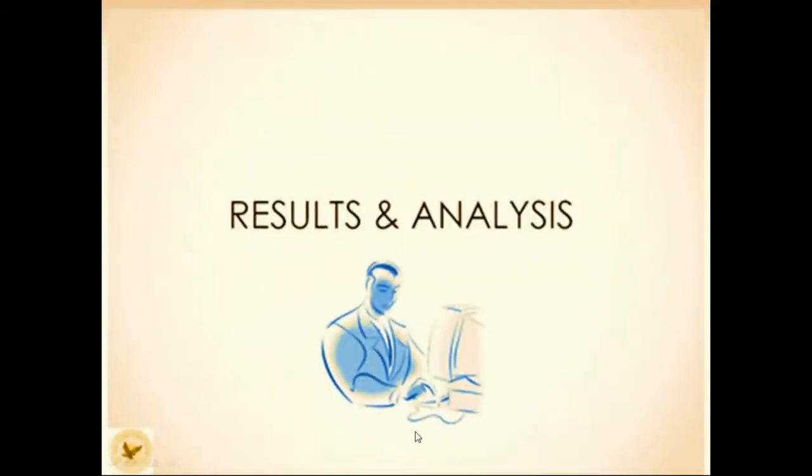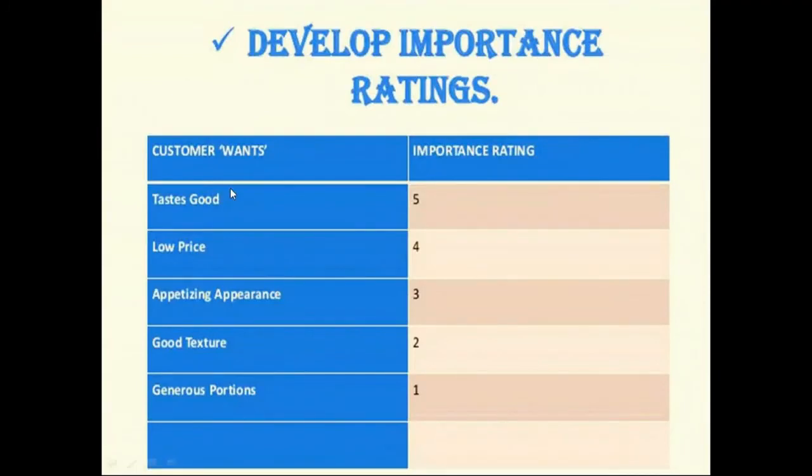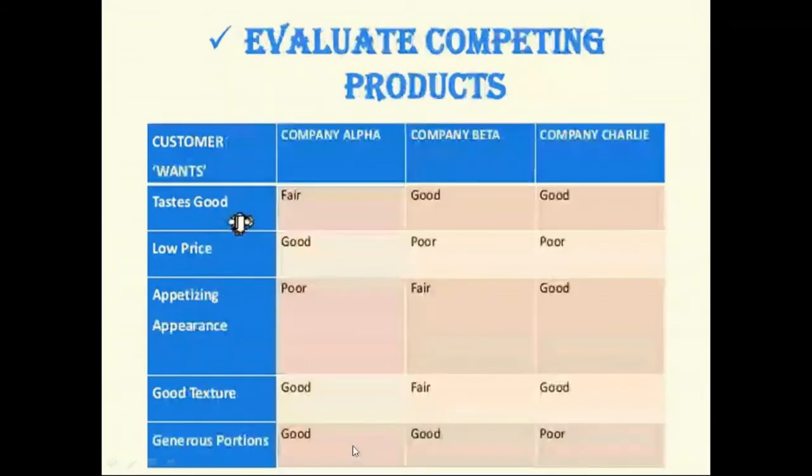Coming to the result, along this column I have given the customer wants, and I have rated its importance here as per the customers. Then here I have compared it with 2-3 other companies: company Alpha, Beta, and another company named Charlie. For each of these customer needs, from the customer's point of view, I have rated it as good, fair, and poor.